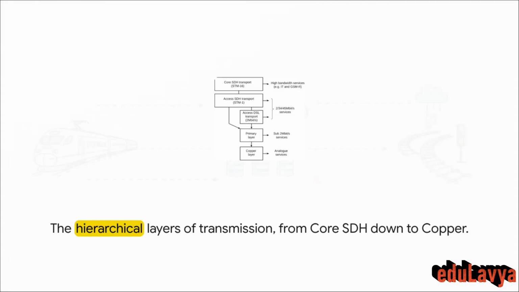Now, what's really interesting about this is the layered hierarchy here. Take a look right at the top in that core SDH transport box. That is where the highest bandwidth, most absolutely crucial services are managed. As we move down the diagram through the access layers and primary layers, the bandwidth scales down to sub-2 megabit services, all the way down to the basic copper layer at the bottom, handling your simple analog services. This structure ensures that everything, from a basic line-side telephone to a massive high-speed data stream, has a very defined, heavily managed place in the ecosystem.